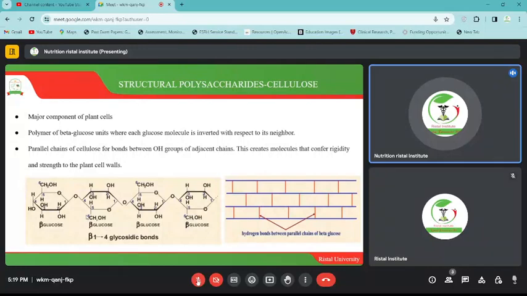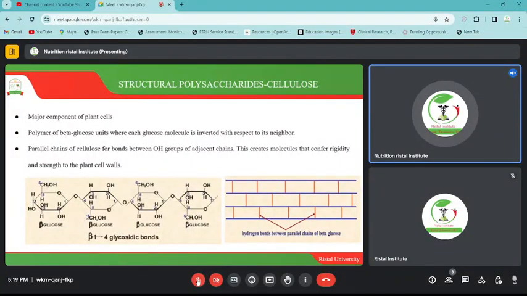We look at this diagram right here. For you to realize that the first beta glucose and the second one are inverted, you look at the glycosidic bond. One is projecting upward, then the second glycosidic bond, which is between the second and the third beta glucose molecule, is projecting downwards, and then the third one projects upward. The chain continues that way. This is just 4 beta glucose units.